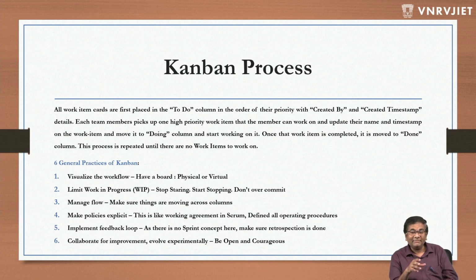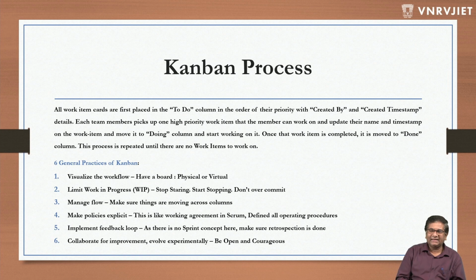And implement feedback loops. As there is no sprint concept here, make sure retrospective is done, especially getting feedback from the customer representative's perspective. So is the customer happy? If not, what are the things we could have done better? All these things have to be discussed in the retrospective meeting. Sixth one is collaborate for improvements and evolve experimentally. So be open and courageous. So basically this is the agile kind of thing, collaboration and improvement, and keep doing experiments and making sure things improve. These are the Kanban process practices.